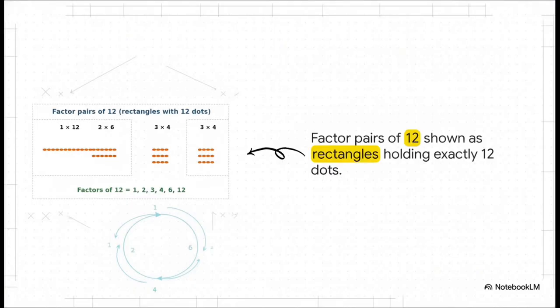When you're trying to hunt down factors, it's honestly easiest to look for them in pairs that multiply together. Think of the number 12. We can arrange 12 items into neat, confined rectangles. We can have 1 row of 12, 2 rows of 6, or 3 rows of 4. By collecting both numbers from each of these multiplying pairs, we get our complete, perfect list of factors for 12. 1, 2, 3, 4, 6, and 12.